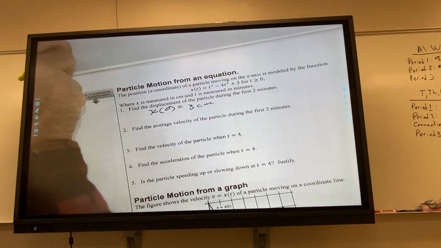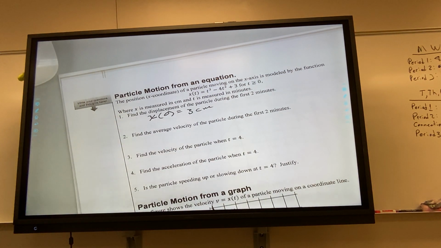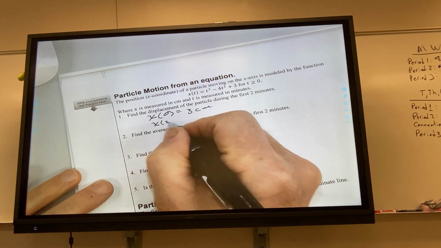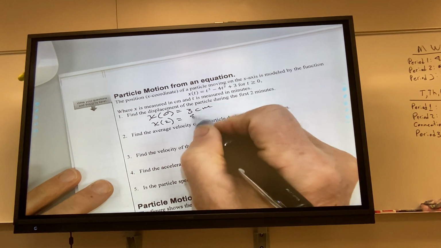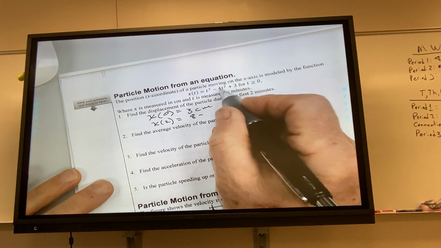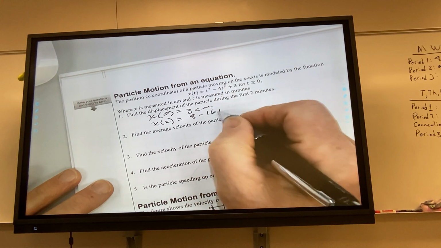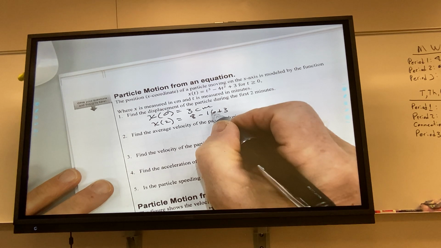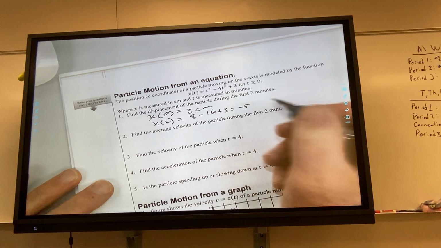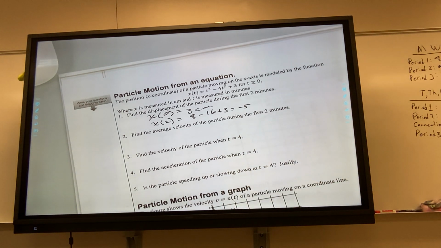What do I do next? You put 2 in for t. I put 2 in for t. And I got 8. 2 squared is 4. 4 times 4 is 16. 8 minus 16 plus 3, negative 5. Negative 5. So it started at 3, and 2 minutes later it's at -5, right? It's on the other side of 0, 5 centimeters.